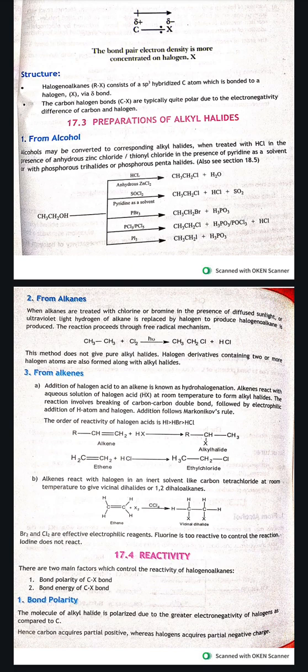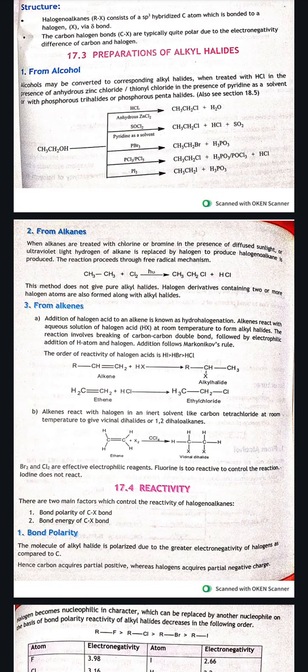In the second case we have the liberation of SO2 and HCl. In the third, PBr3, we have H3PO3 plus ethyl bromide. In the fourth case we have H3PO3, POCl3 plus HCl, and the product is ethyl chloride, and after that we have ethyl iodide plus H3PO3.